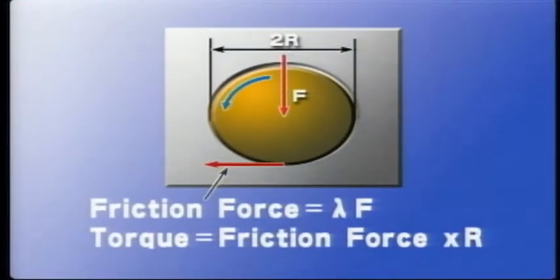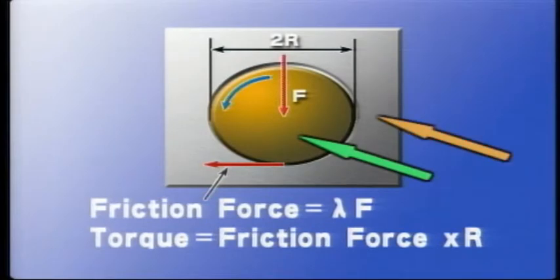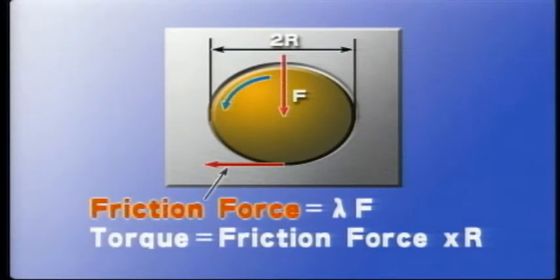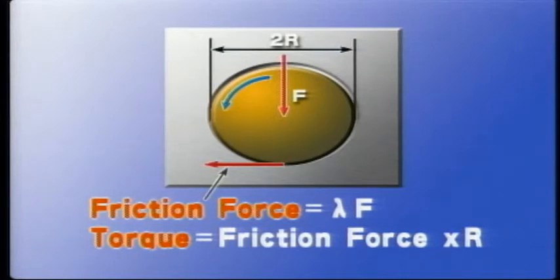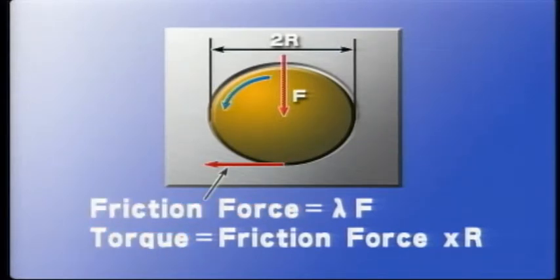This is a cross-section of a bearing. Here's the shaft and here's the bearing. With bearings, it's important to reduce two things, the friction force and the torque needed to turn the shaft. As shown here, the friction force is determined by multiplying the force applied to the shaft by the friction coefficient. The torque needed to turn the shaft is found by multiplying the friction force by the shaft radius. To reduce the torque, you must reduce the diameter of the shaft while being careful to maintain sufficient shaft strength.